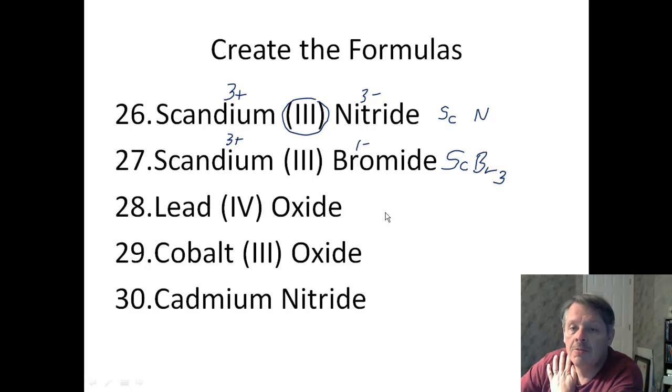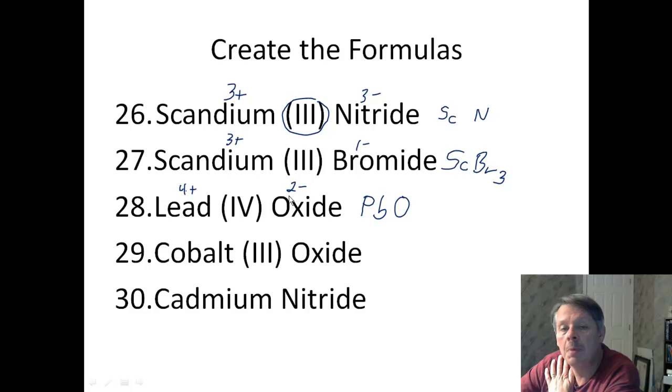How about lead 4 oxide? Well, that's Pb, and that's O, and oxygen takes on a 2 minus charge, and this particular lead takes on a 4 plus charge. Well, when I look at my ratio of 4 to 2, remember that reduces to 2 to 1. So I'm going to put a 2 after the oxygen and a 1 after the lead. PbO2.